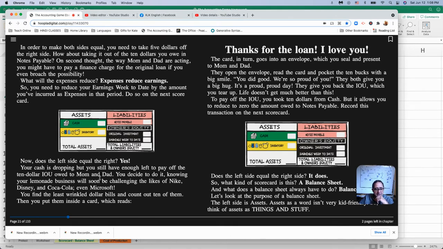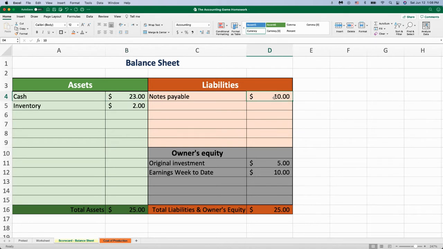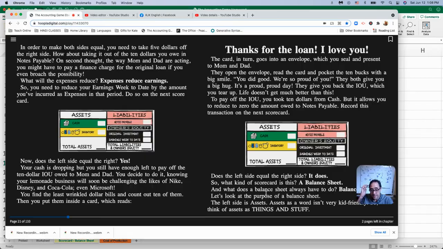But I still have enough to pay off mom and dad. I decide to do it in order to just pay them off and have notes payable taken care of. So I find $10 and I pay them back. What does that do? It reduces my cash to $13, but it reduces notes payable to 0. Am I in balance? Yes, I am. My owner's equity or earnings has risen, right? Okay, now does the left side equal the right? Yes, my cash is dropping, but I paid off the IOU.